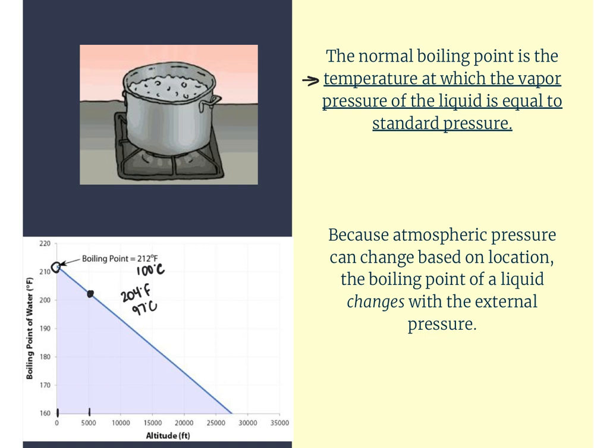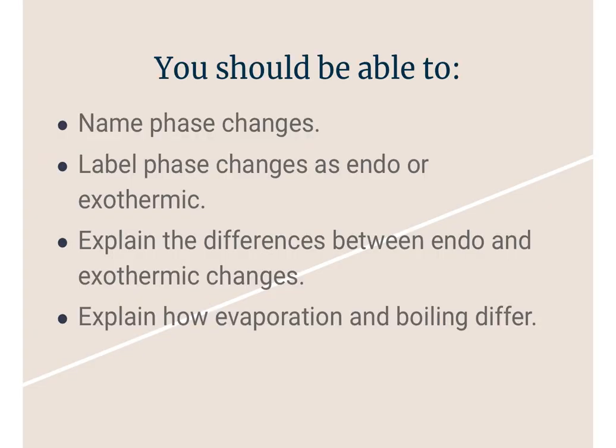This is why if you ever go in a plane and you order hot coffee, they have to be really careful with how they produce it and how they make it because the water is going to boil differently at a high altitude in an airplane. So boiling, again, will occur when the vapor pressure is equal to the standard pressure. When those two are equal, that is going to change the boiling point based on the location you are on Earth.